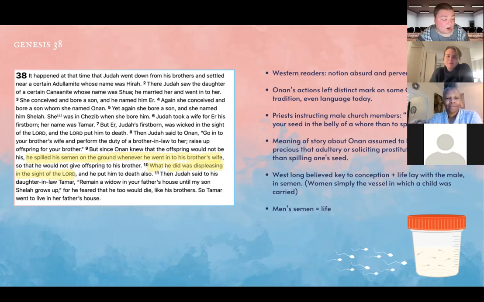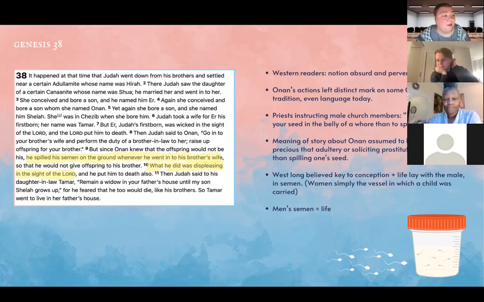Now, the story of Onan and his actions have left a rather distinct mark on many, and some, I would say, Christian writing, both tradition and even language today. First of all, for centuries, many priests would instruct male members of their churches with the phrase, "It is better to cast your seed in the belly of a whore than to spill it on the ground." This stemmed from a belief that the meaning of the story of Onan was that male semen is so precious that adultery or soliciting prostitutes was a lesser sin than spilling one's seed, so to speak, the lesser of 2 evils.